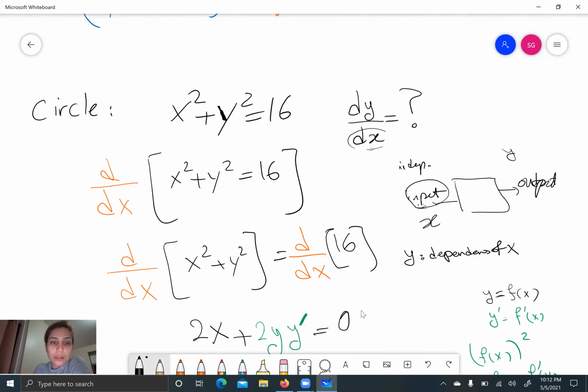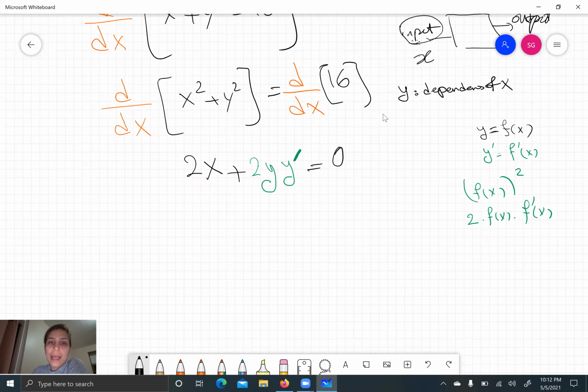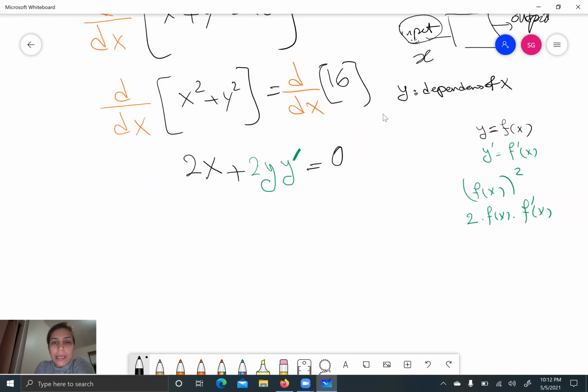By the way, you can denote the derivative either by this notation or y prime. I usually use y prime, but technically, what do we mean by y prime? Notationally, we mean differentiation of y with respect to x. Okay, so that's what we are looking for, right?